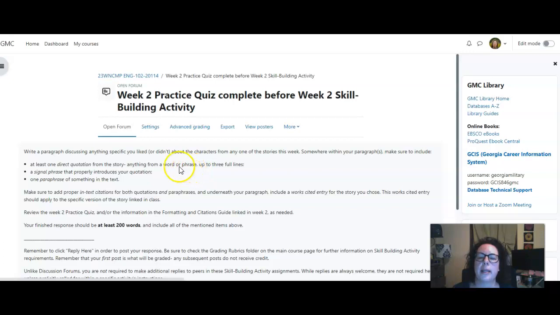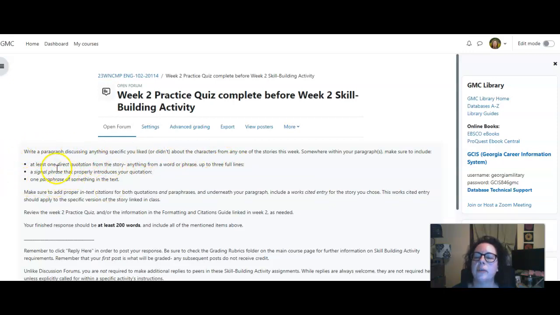So you are going to write a paragraph about anything that you liked or didn't like from any of the characters in week 2. So in practicing what we're going to be doing for the longer essay in week 7, where we have direct quotations, and you use a signal phrase, and you paraphrase some of the sources that you use for your longer essay. So think of this as a practice one. So you want to have already read that MLA resource, you've already taken the practice quiz, and then you're able to write something that has a direct quote from the story that you've chosen, only up to 3 full lines.